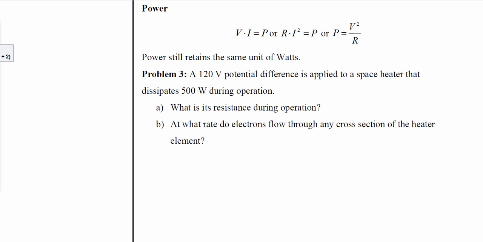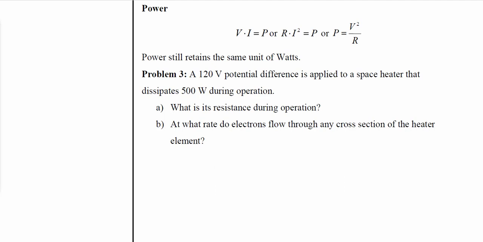For power, we have three different equations. These are all based off of Ohm's law, so they're derived from Ohm's law, but we have power involved as well. Power, of course, is the unit of watts. Power, in the traditional sense, is the amount of energy expended per a certain amount of time, which we call rate.